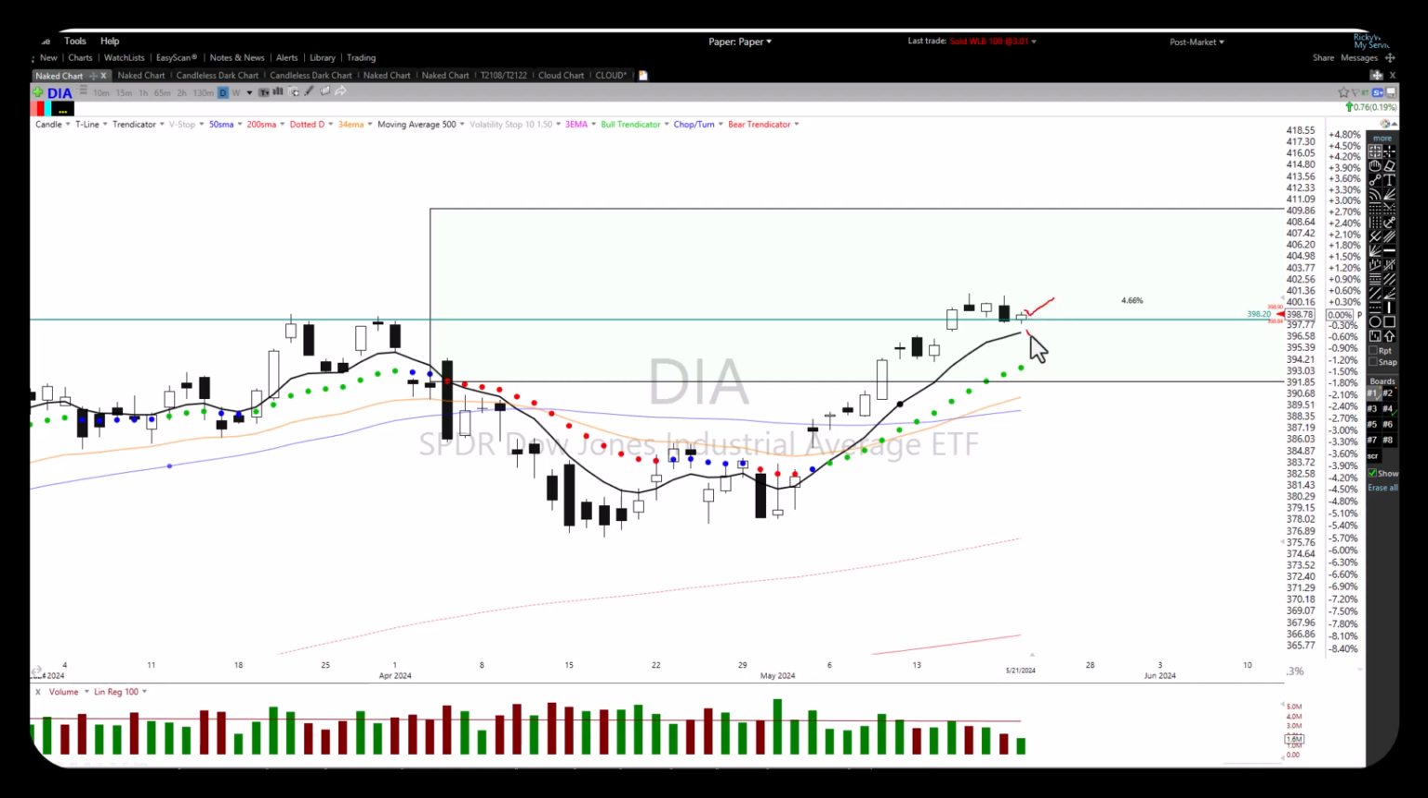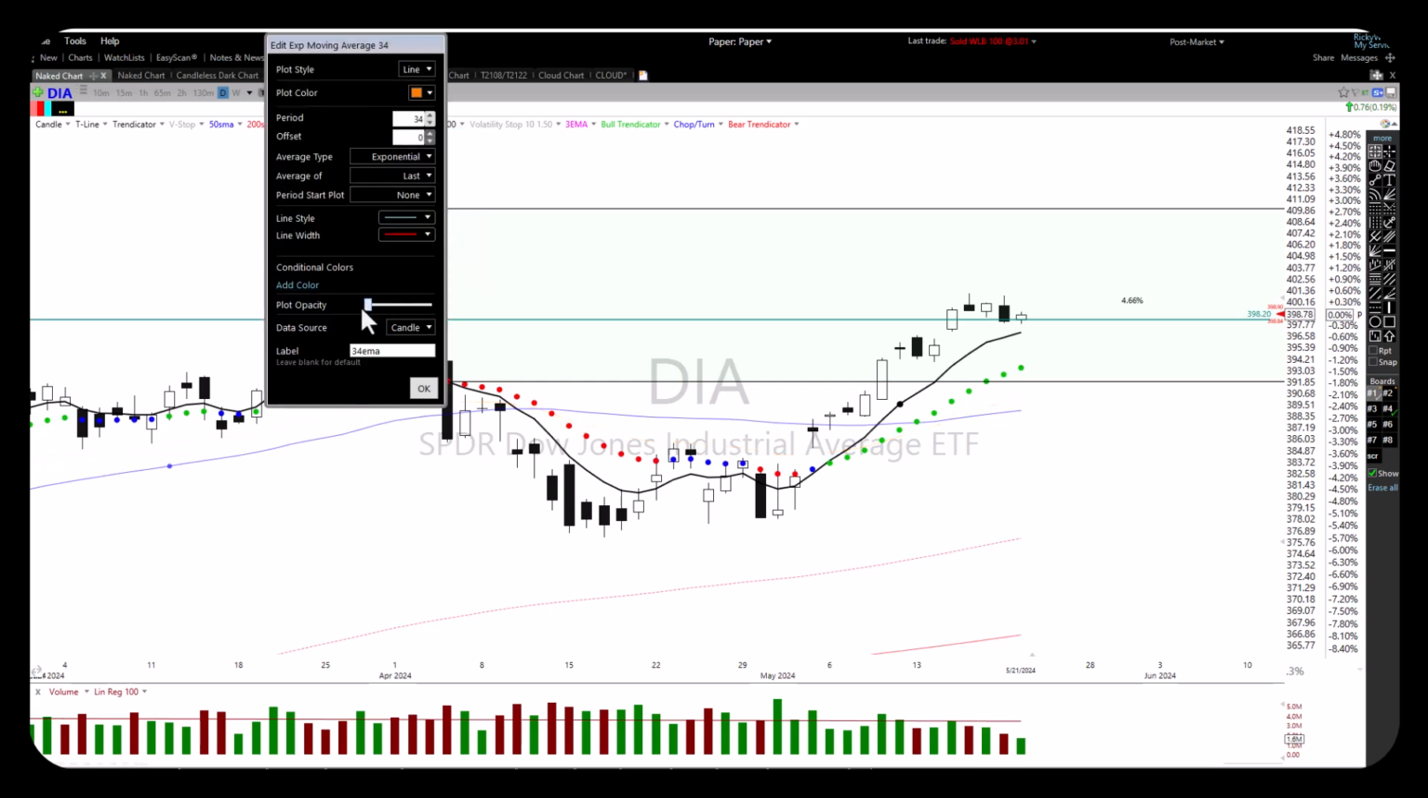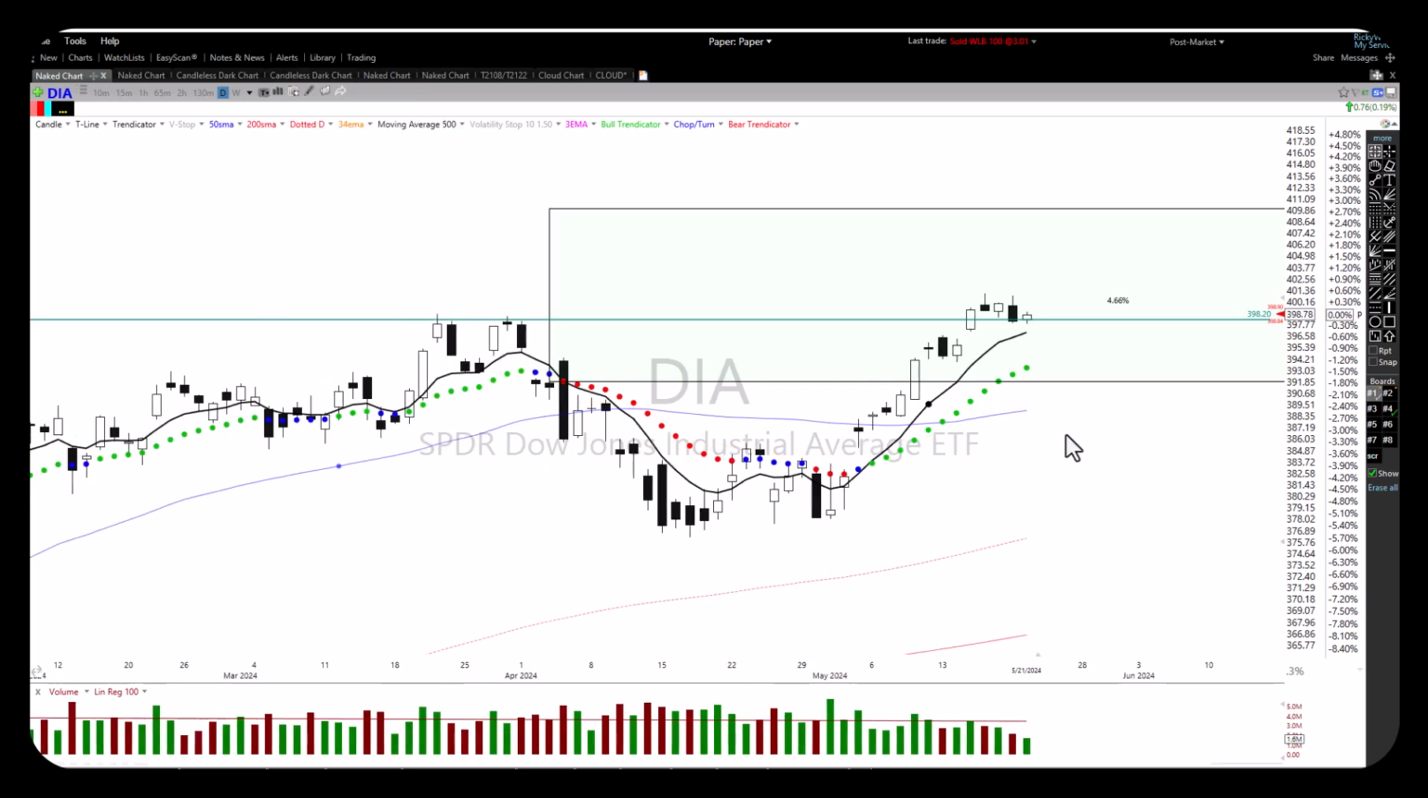Price is still above the T-line. T-line is above the trend indicator. Trend indicator is above the 50-period moving average. Bada boom, bada bang. Everything is working. I'm going to remove this orange line. This thing getting in my way. It's just the 34 EMA. There we go. All right.